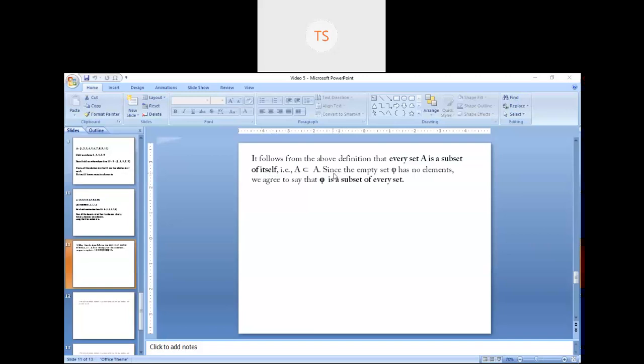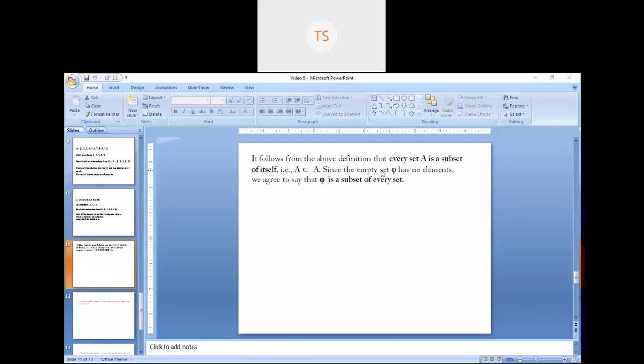And the next point is, since the empty set phi has no elements. We have already discussed the topic of the empty set. What is an empty set? What is the definition of an empty set?